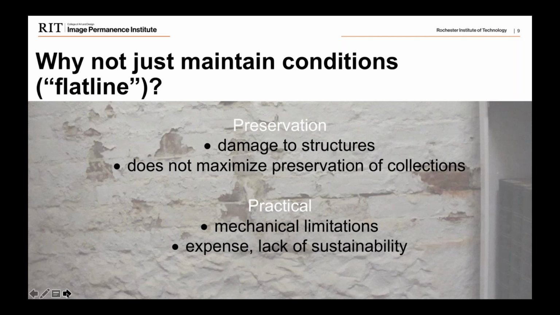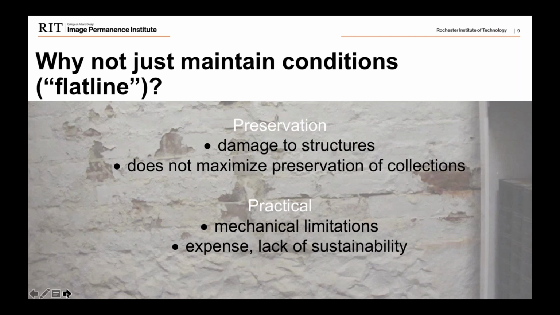If you have a historic structure, that's obviously the largest object in your collection, and so we definitely want to preserve those as well. And of course, the greater the difference between the inside and the outside environments, the greater the potential for damage. It also does not necessarily maximize the preservation of collections. If we have an opportunity to achieve a lower relative humidity or lower temperatures and therefore increase the preservation, we want to do that rather than prioritizing maintaining a flatline condition. So we really want to take advantage of preservation opportunities when we have them.